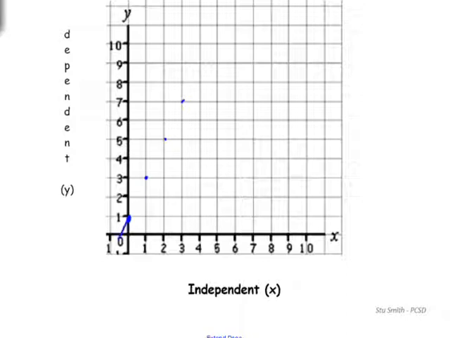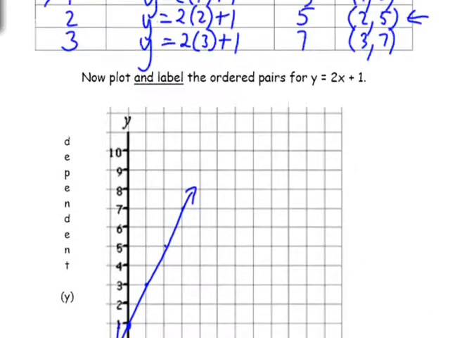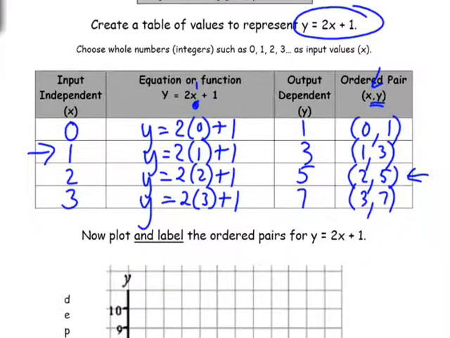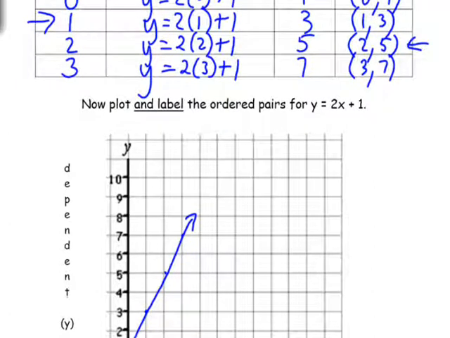And I'm going to connect those points. These are called linear equations because they form straight lines. And this linear equation would be y equals 2x plus 1. So piece of cake. That's all there is to graphing equations.